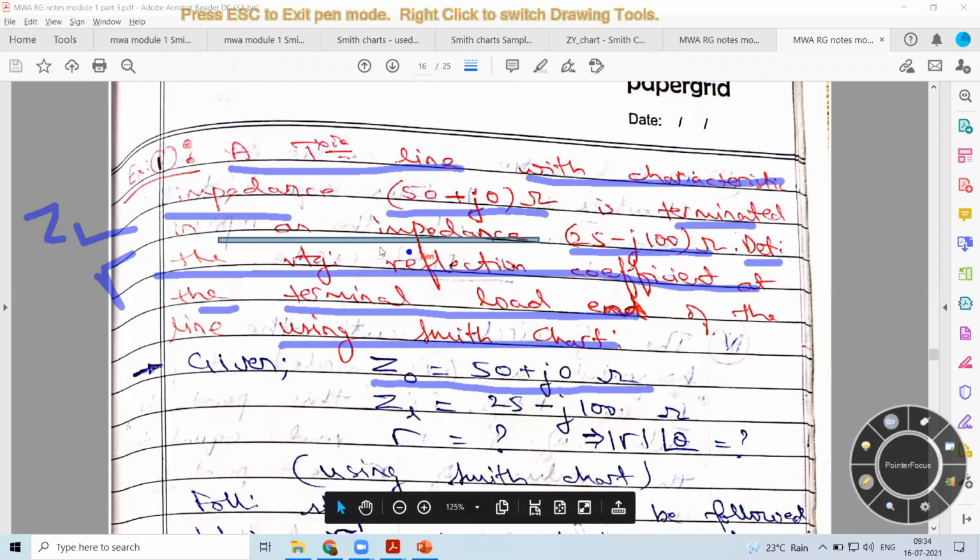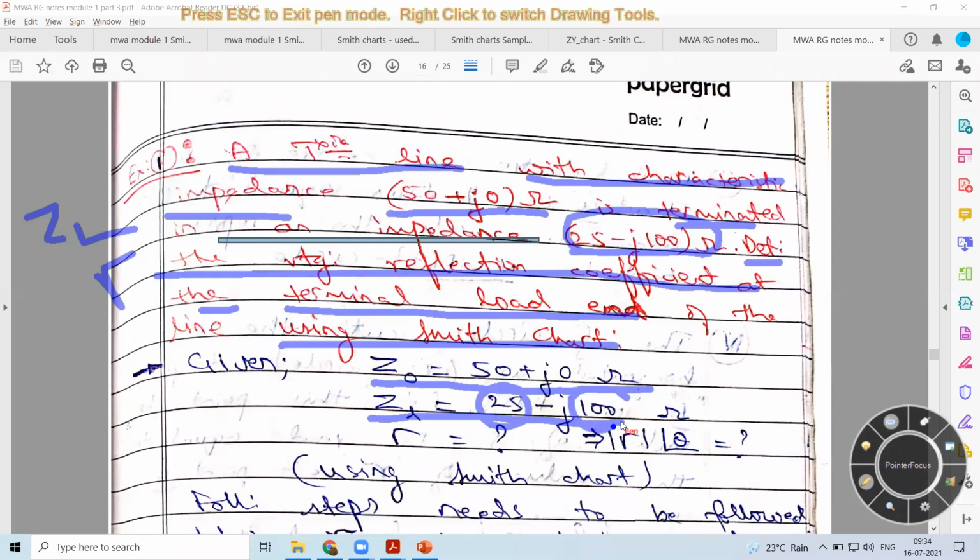And he specifies that the line is terminated with an impedance. So this is nothing but the load impedance, that is ZL equal to 25 minus J100 ohms. If you look at this value, you have a resistive component which is 25 and a reactive component which is minus 100, which indicates that it is capacitive in nature.